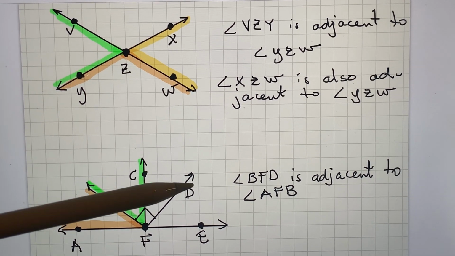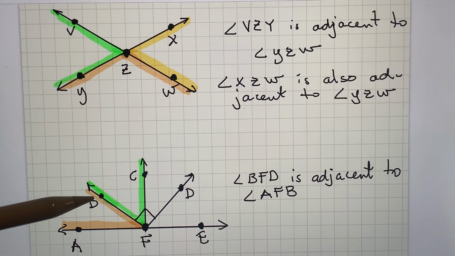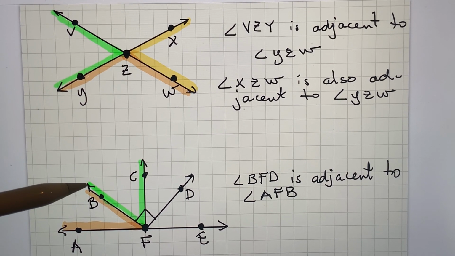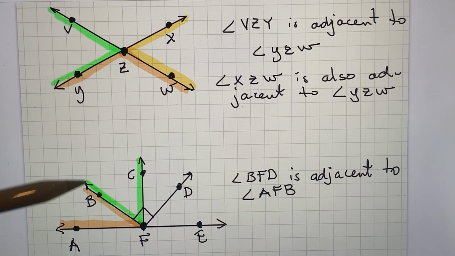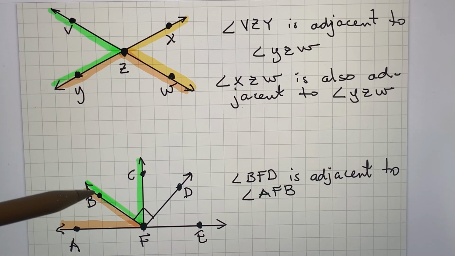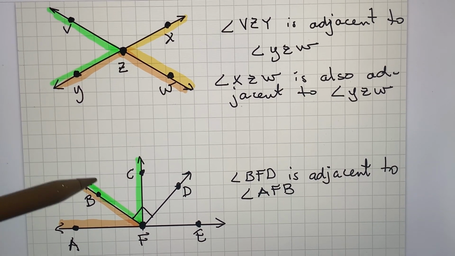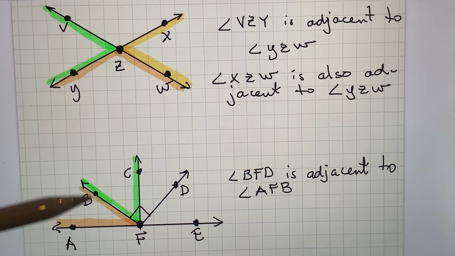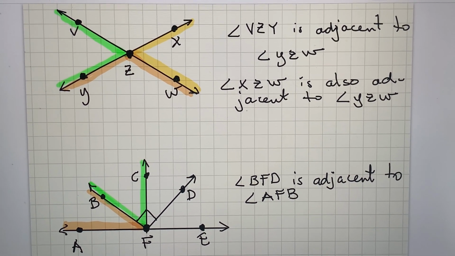Another example that I have is how angle BFD is adjacent to angle AFB. I actually have it drawn, it should be BFC, but even if I wanted to go with BFD, this side is shared by BFD and AFB, or by BFC and AFB. So this angle together with this angle, they are adjacent.